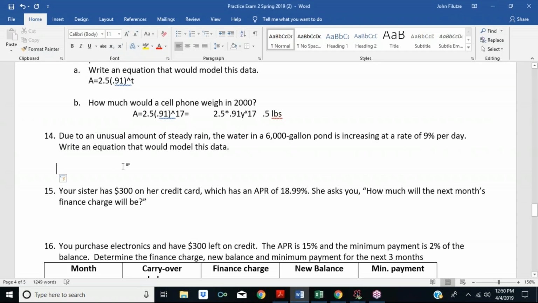So writing the model for number 16, we'll just do that real quick. The amount is the starting amount, 6,000, and then it says it's increasing at a rate of 9% per day. So it'd be 1.09 to the t, and then t is the number of days.